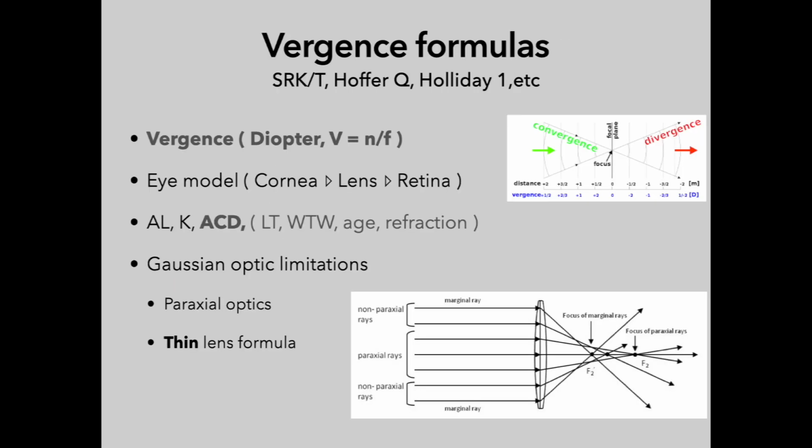Let's dive into the vergence formula. Vergence, a journey of light propagation, is quantified in diopters. It's the refractive index over distance. As light passes from cornea to retina, focus intertwines with axial length, corneal curvature, and anterior chamber depth. These formulas play in the world of Gaussian optic, so they have constraints of paraxial optic and thin lens assumptions.